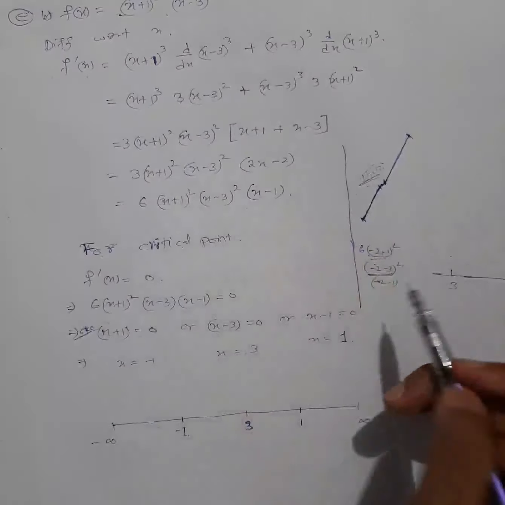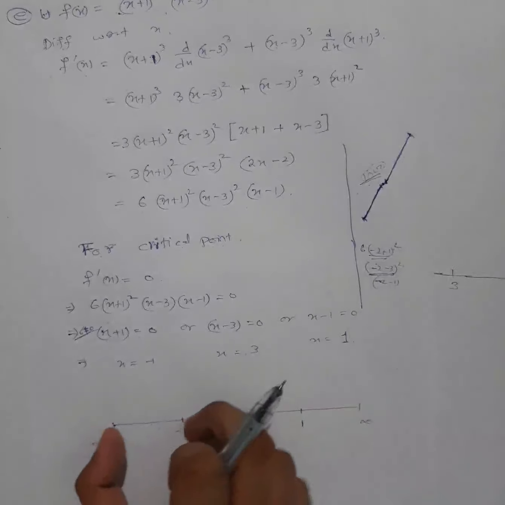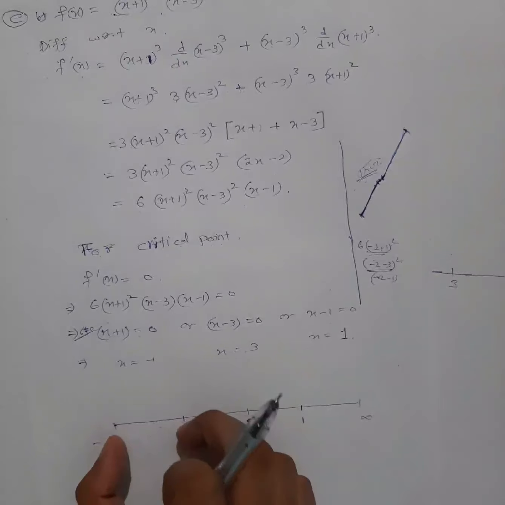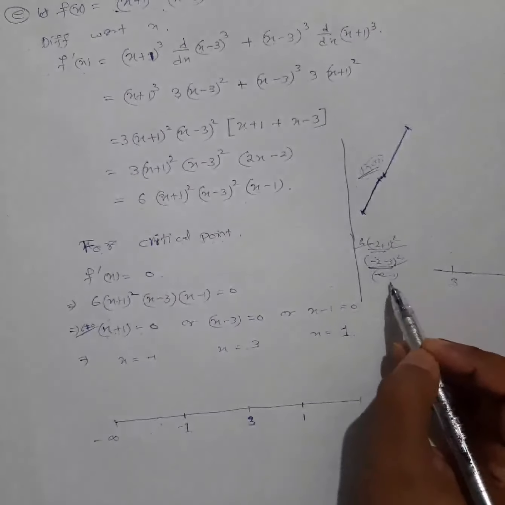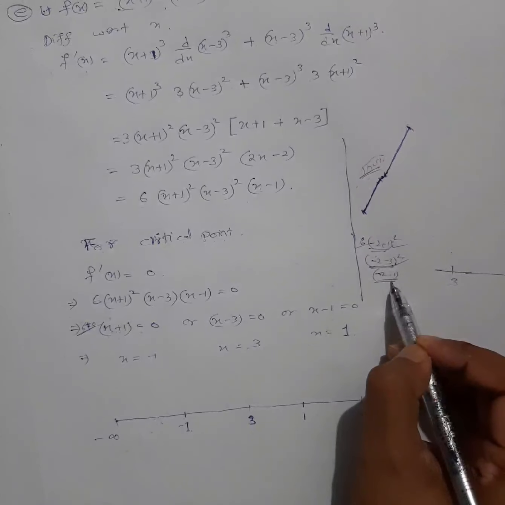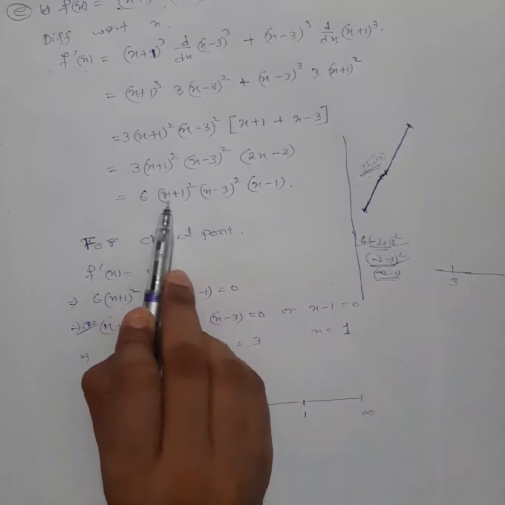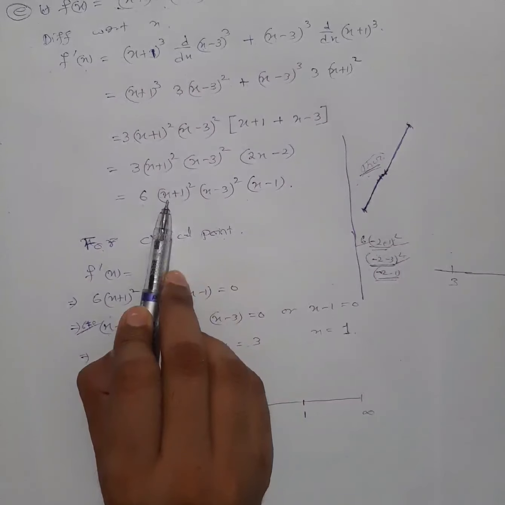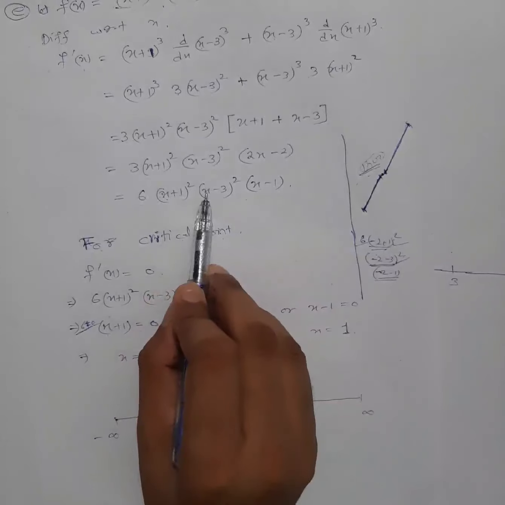I am concerned with the sign only, I don't need values. I just need to know the sign, whether it is positive or negative. So this will be positive, this will be positive, this is positive, and only this will be negative. If this is negative as a whole, you can see this is positive, and whatever negative value you put here, like -2 or any negative value, this will become positive.